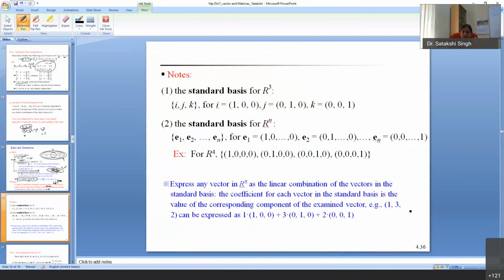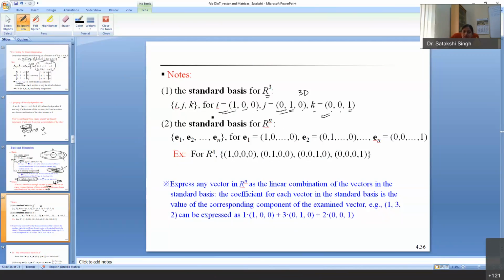Now we have some standard bases for the given vector spaces. Let us say, if you have R3, the standard basis for this will be, in the first vector, 1 at the first position and other positions are 0. Similarly, for the second vector, there is 1 at the second position and others are zeros. For the third vector, the 1 is at the third position and the other entries are zero. This is the standard basis for R3, the three-dimensional vector space.